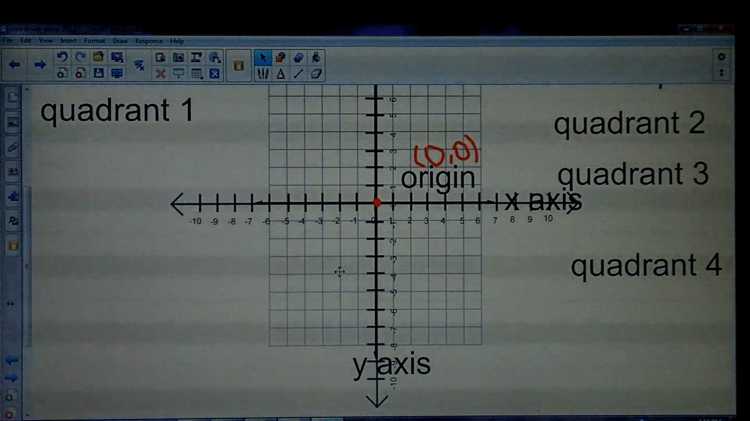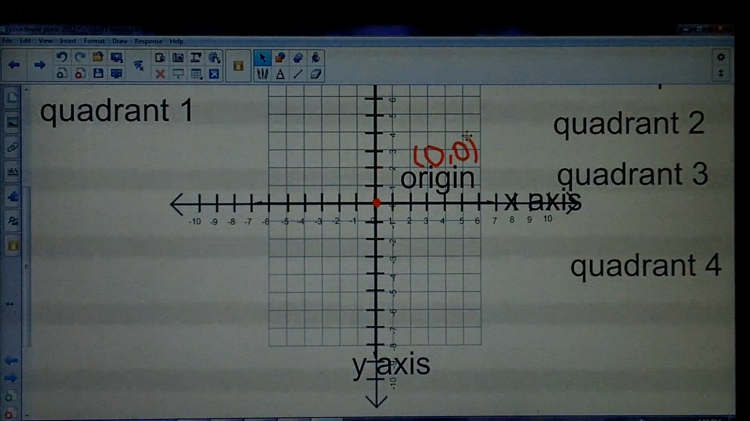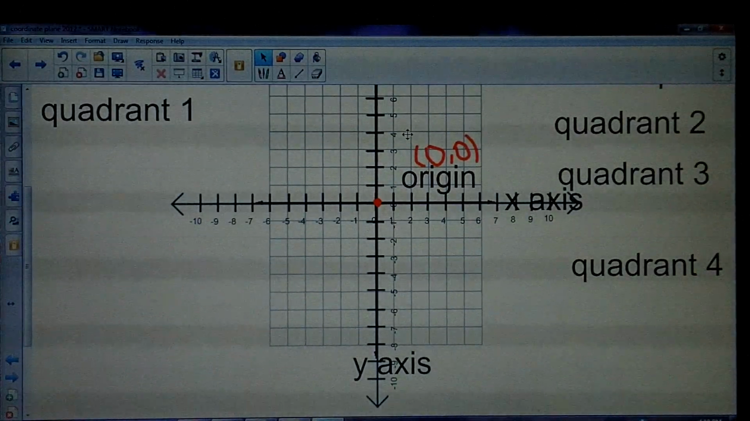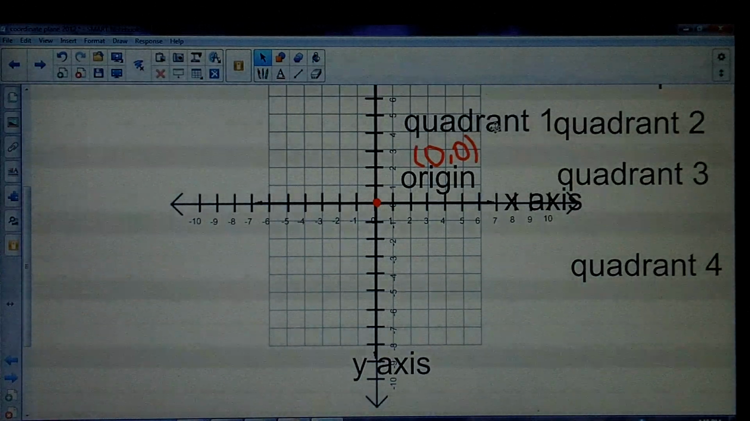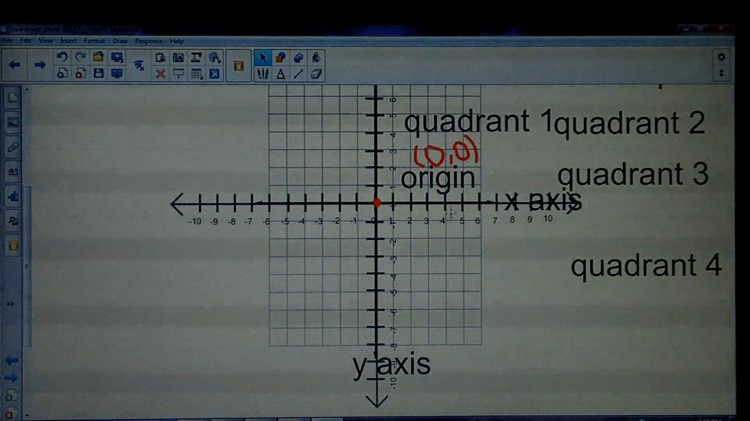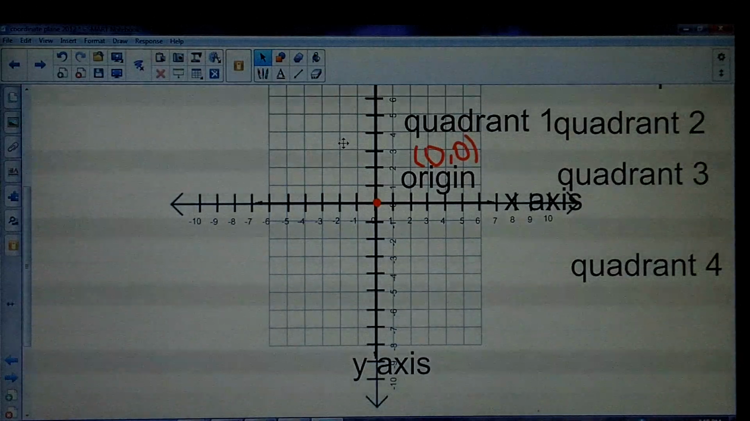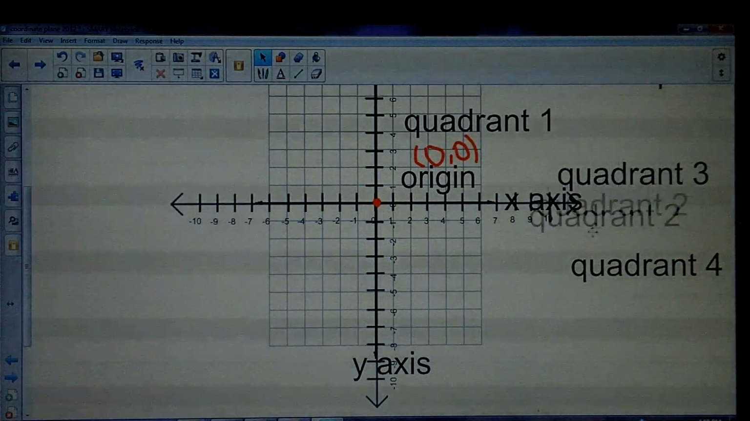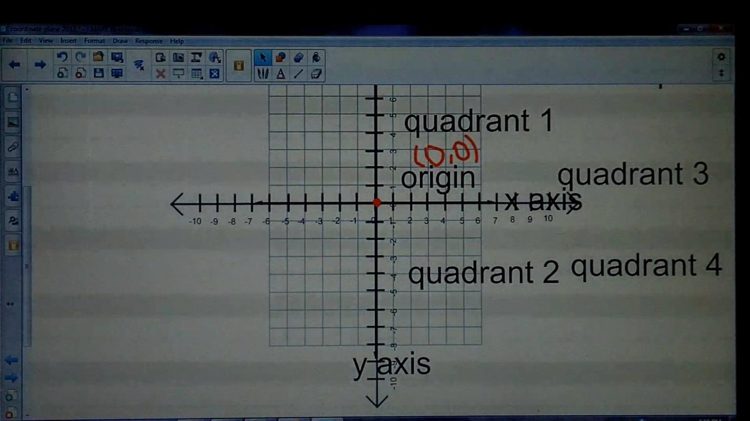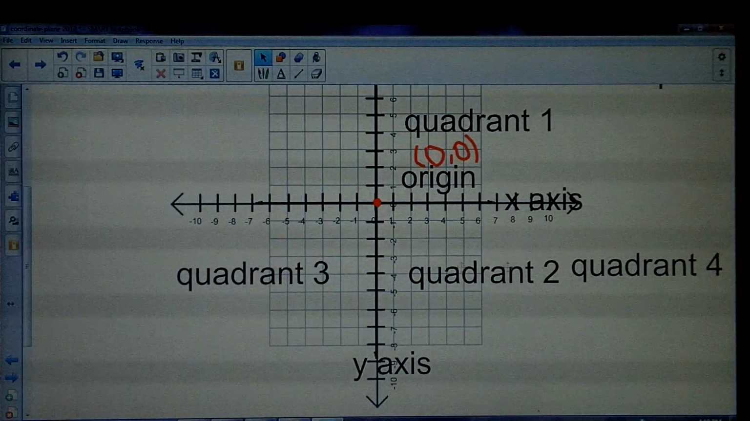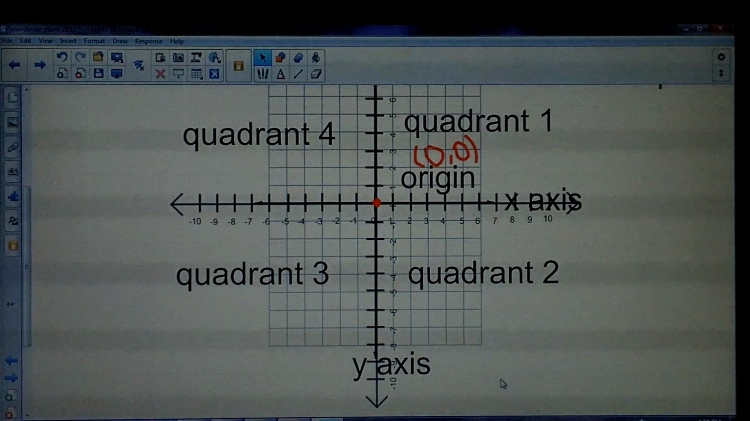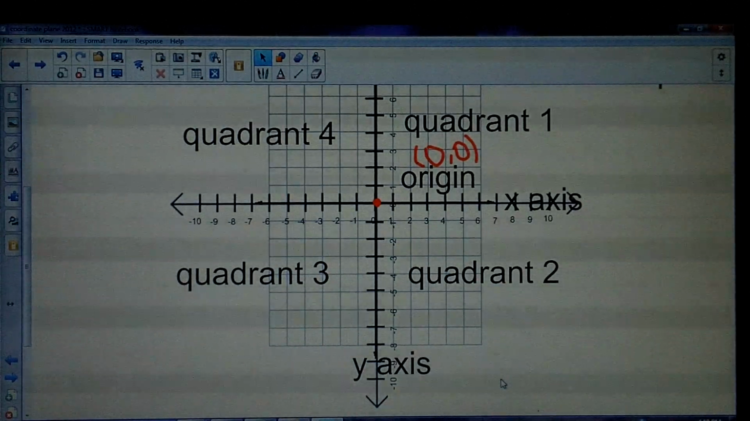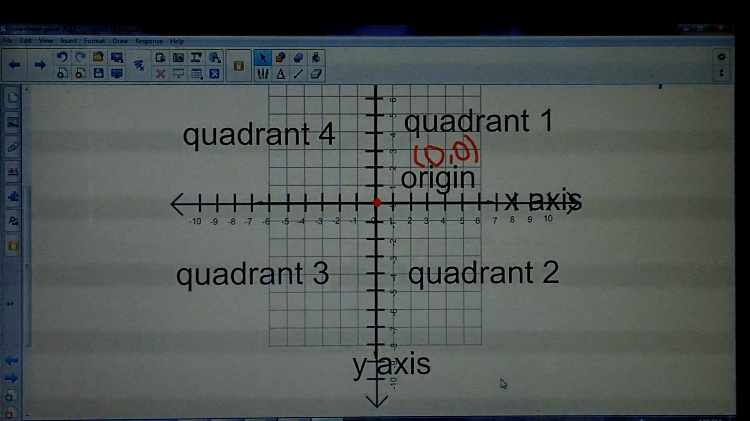Each of these squares, or rectangles, are a quadrant. So we start here in the top right-hand corner, and that's quadrant 1, and we're going to go counterclockwise, which always confuses me because I'm used to going clockwise. And this is quadrant 2, quadrant 3, and quadrant 4. If you could please pause the video and label those parts of the coordinate plane.